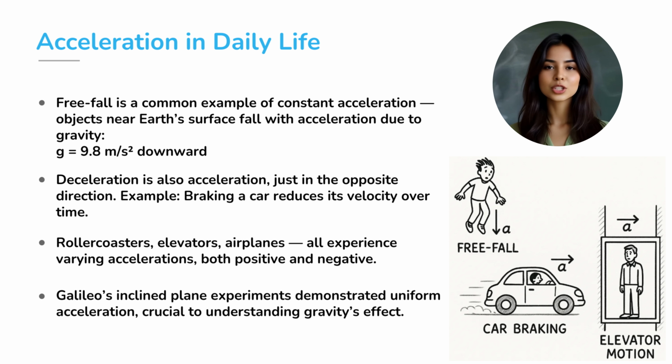That's physics in action. And back in Galileo's lab, inclined plane experiments showed that acceleration under gravity was constant, a breakthrough that shaped modern kinematics. So, whether it's satellites or seat belts, acceleration controls how quickly and safely we change velocity.